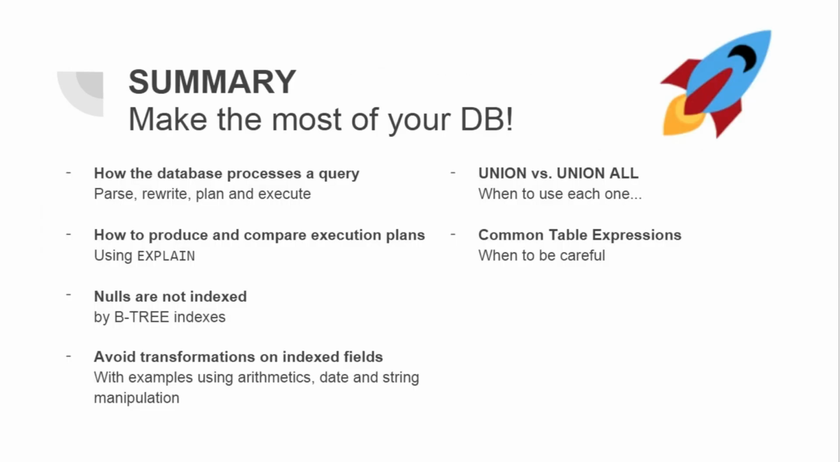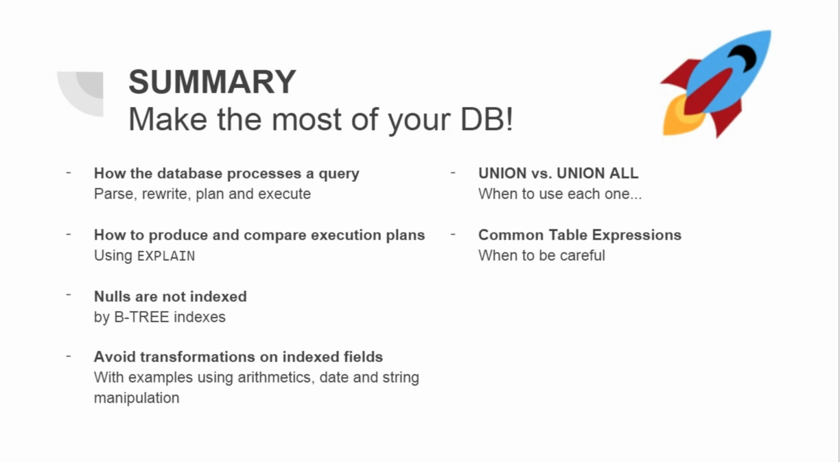Great. So let's just do a quick recap of what we've seen in this past section. First, we saw how the database processes a query. We focused on the execution plan phase, and we saw how the database generates execution plans and compares between them. We also showed how to use explain, and we did a very quick overview of how to understand what the database is doing, how to read an explain plan, and how to compare between execution plans.